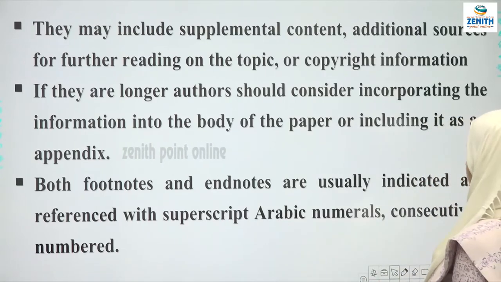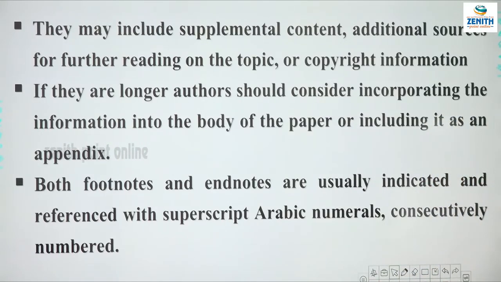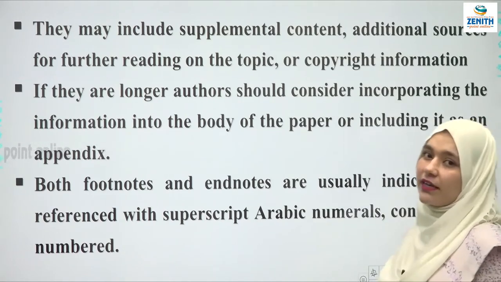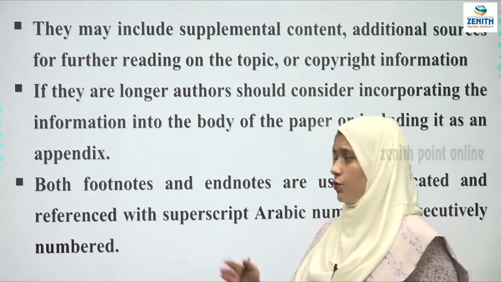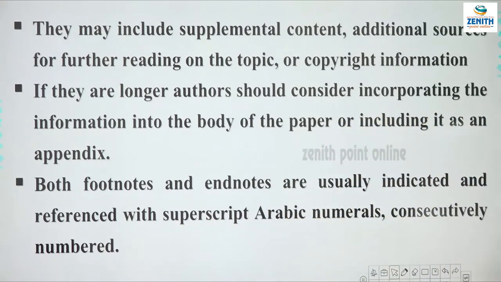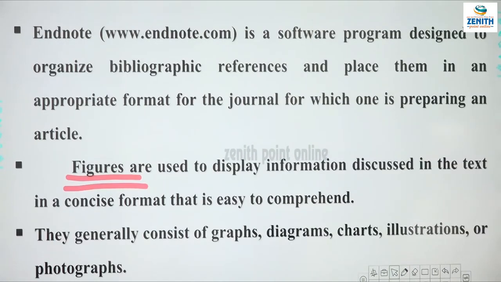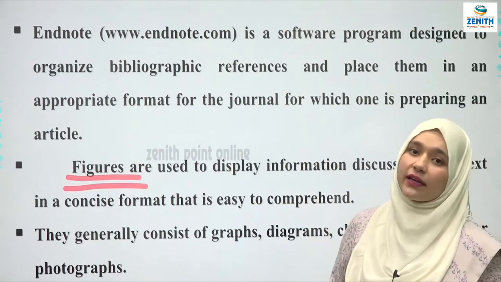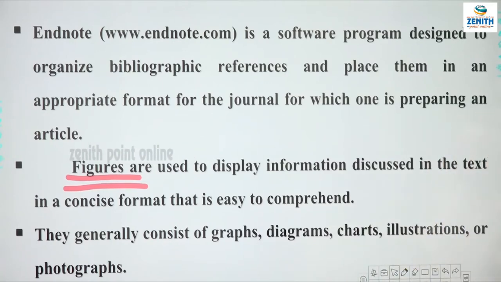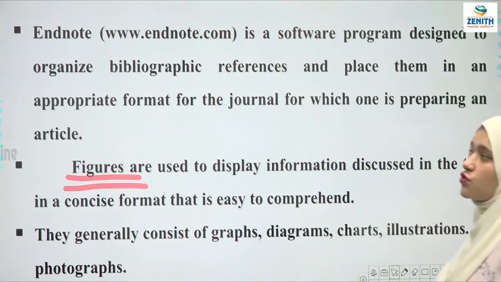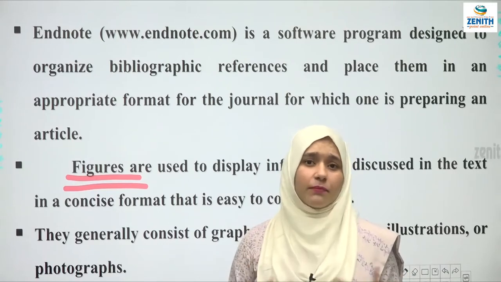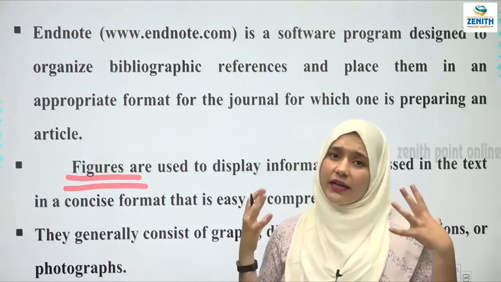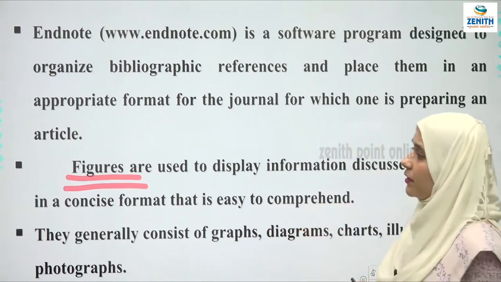Then both footnotes and endnotes are usually indicated and referenced with superscript Arabic numerals consecutively numbered. So this is how you number your endnotes and footnotes using superscript Arabic numerals. Then EndNote, www.endnote.com, is a software program designed to organize bibliographic references and place them in an appropriate format. So it helps in bibliographically referencing your format automatically by the use of the computers, which will help the researcher, assist them in the writing process.